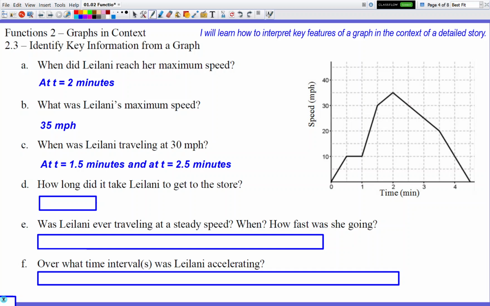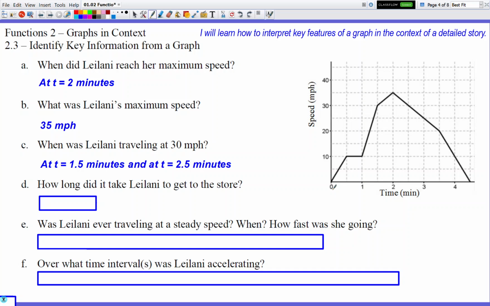Okay, let's look at D. How long did it take Leilani to get to the store? Okay, so this is a little bit different from the previous graph. When we're at the bottom, it doesn't mean that we're at home or at the store or anything like that. When we're touching the x-axis, that means we're just not moving. We're traveling at 0 miles an hour.